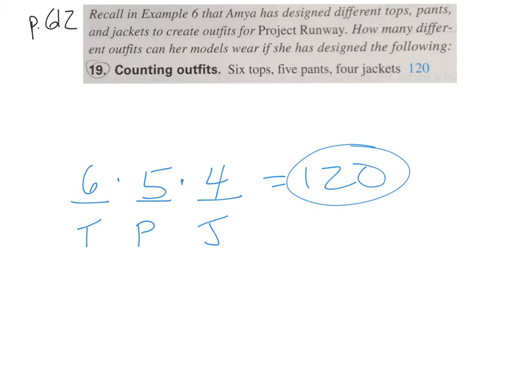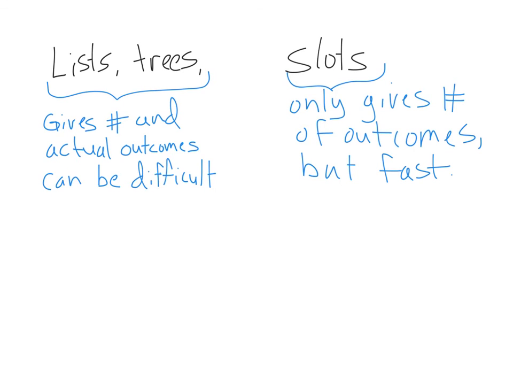Again, you could try to list these out. You could try to make a tree diagram, but it's going to be time consuming, it's going to be difficult, and it's going to give you more information than you need. If you just want to know the number of ways you can do something, slots are the quickest way to do that. So just a little summary here about the different methods we have.